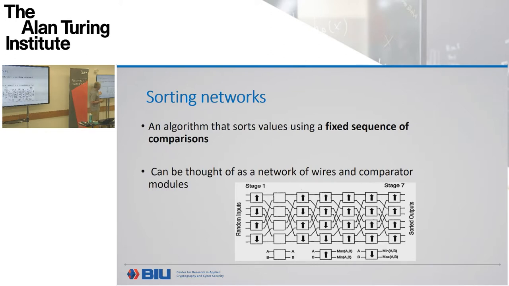So a sorting network is a network of wires and small comparator modules which get two inputs, compare them, and output them in sorted order. Okay? And there was a lot of work, I guess, in the 60s on making them as efficient as possible, because this is how phone networks were built at the time.